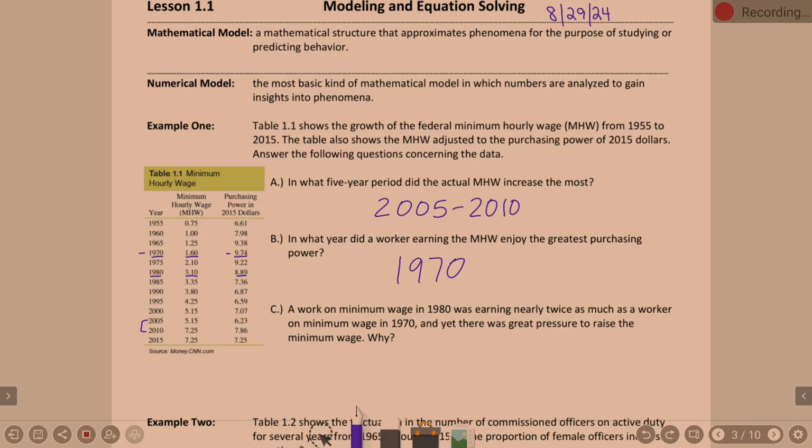So why was there pressure to raise the minimum wage? Because the purchasing power was decreasing, even though the minimum hourly wage increased. And that's all I'm going to write there: purchasing power was decreasing, even though, I'm going to use that abbreviation, minimum hourly wage increased. So get the information you need there. Again, this is looking at the table, gathering information. It's a numerical model. Nothing fancy on this first one.